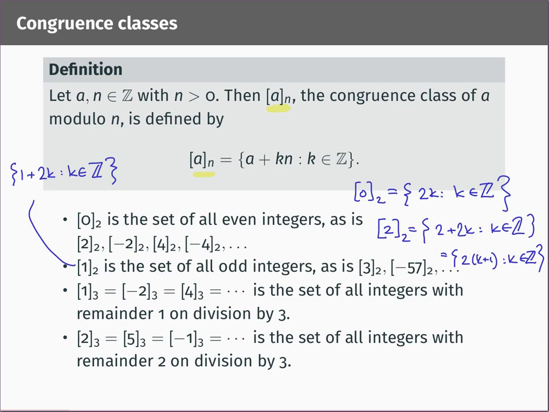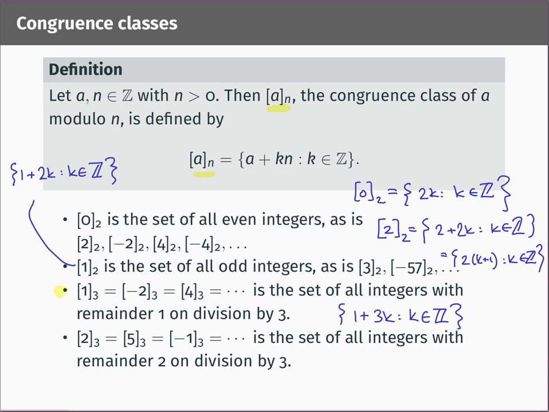And if we move on to congruence classes modulo 3, the congruence class of 1 modulo 3 is all integers which leave remainder 1 when you divide by 3, because the definition of that class is the set of all things of the form 1 plus 3k, where k is an integer. It's all things of the form 1 plus a multiple of 3. Again, the class of minus 2 or the class of 4 or anything which itself has remainder 1 on division by 3 will be the same set. Similarly, the class of 0 mod 3 is all the multiples of 3. And the class of 2 mod 3 or 5 mod 3 or minus 1 mod 3 is the set of all integers with remainder 2 on division by 3.